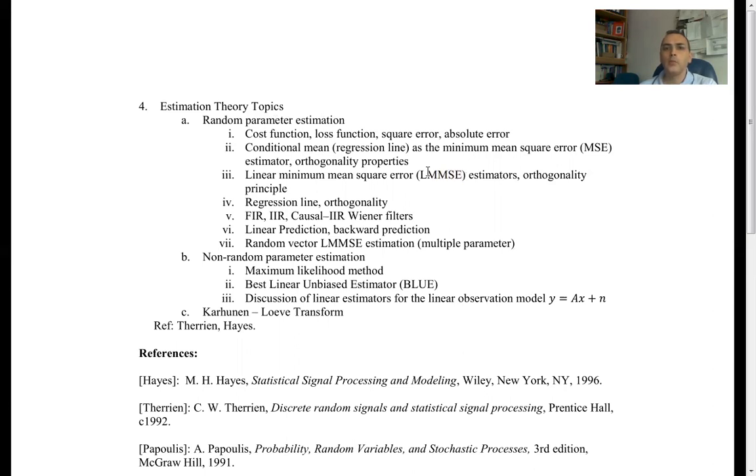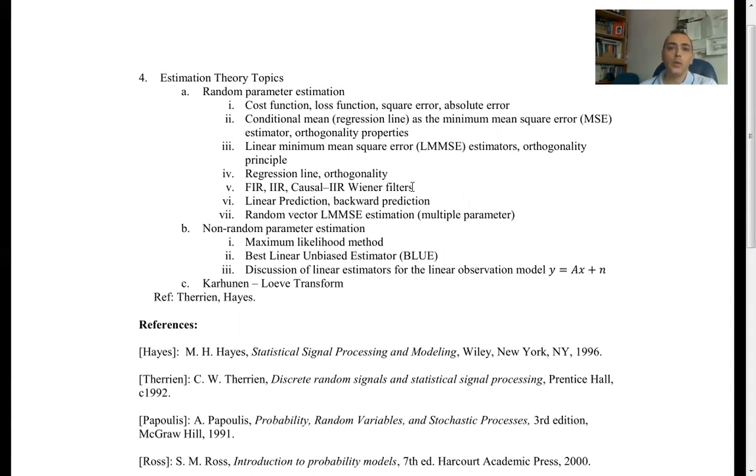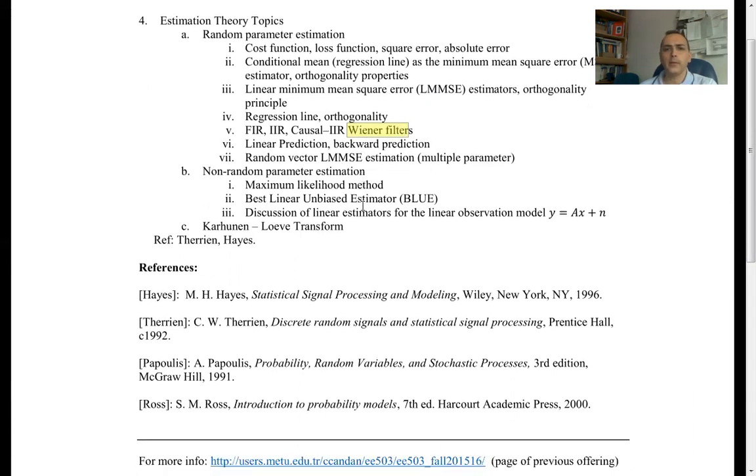Then we would like to minimize MMSE, minimum mean square error, but we are focused on linear minimum mean square error estimators. So we have a linear estimator which minimizes the mean square error. This is called the LMMSE problem. We will basically study this, and an equivalent name for this one is Wiener filter. So we will study different types of Wiener filters, and different applications, prediction, smoothing, etc.